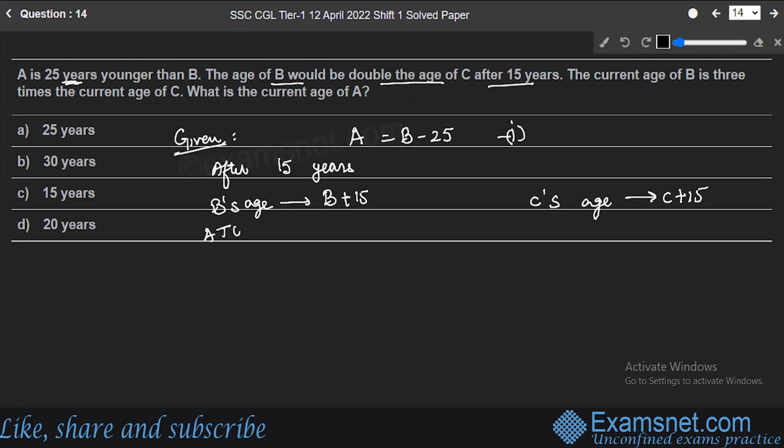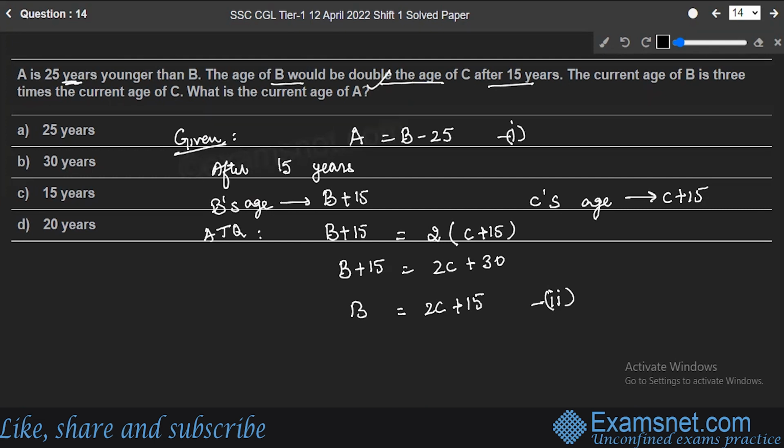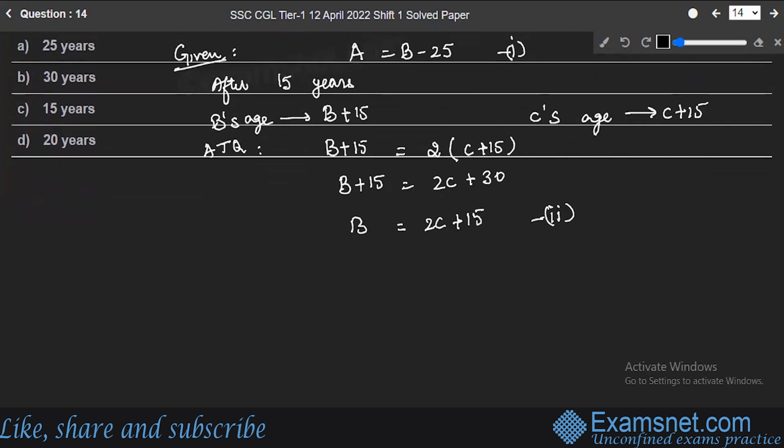Now, according to question, after 15 years, B's age will be two times, will be double. That means it will be two times age of C. So this makes B plus 15 is equal to 2C plus 30, or B is equal to 2C plus 15. Let's give it number 2. Third thing which is given to us, the current age of B is 3 times the current age of C. Let's give it number 3.